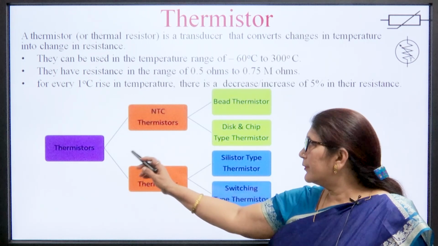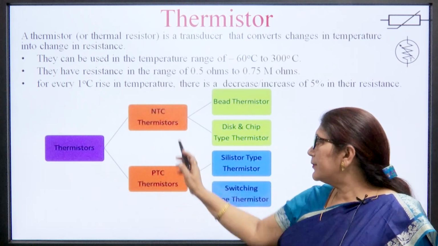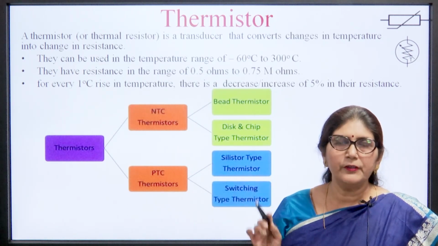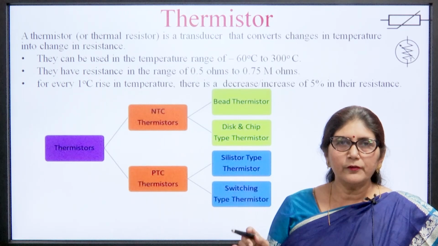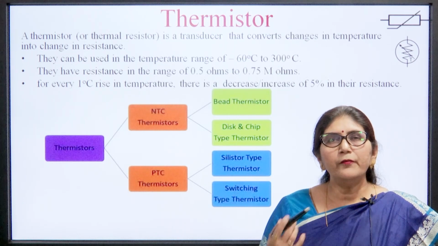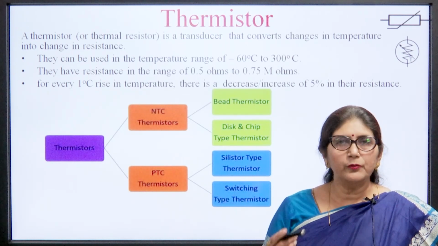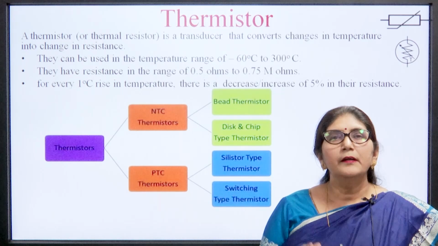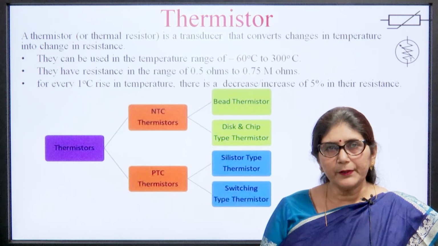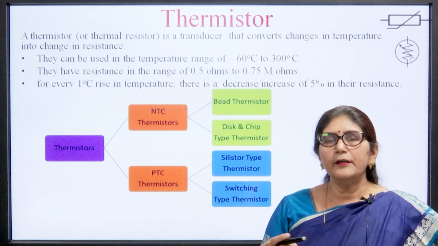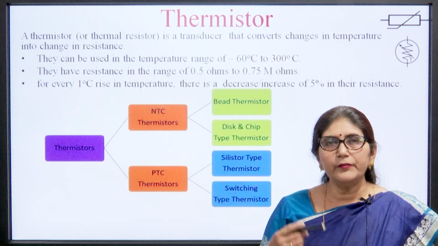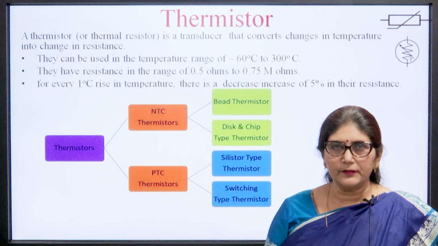Now, thermistors are of two types. One is NTC thermistor and the other is PTC thermistor. NTC stands for negative temperature coefficient thermistor. Negative temperature coefficient means when temperature increases its resistance decreases. When we are using a semiconductor material, we know that when temperature increases its conductivity increases and its resistance decreases, because when temperature increases the number of free electrons also increases. So, when the number of free electrons increases, conductivity increases and resistivity decreases.